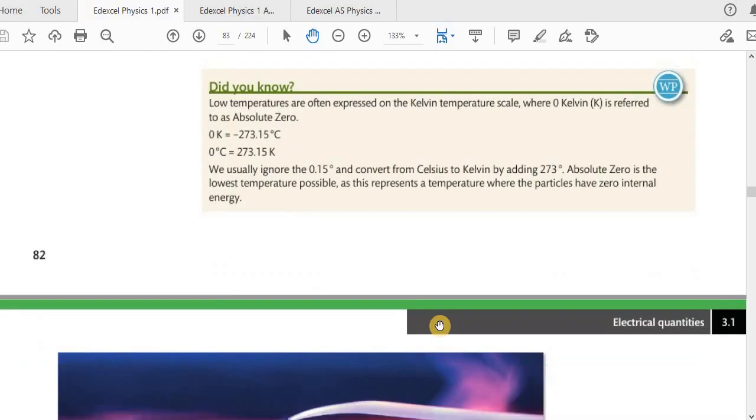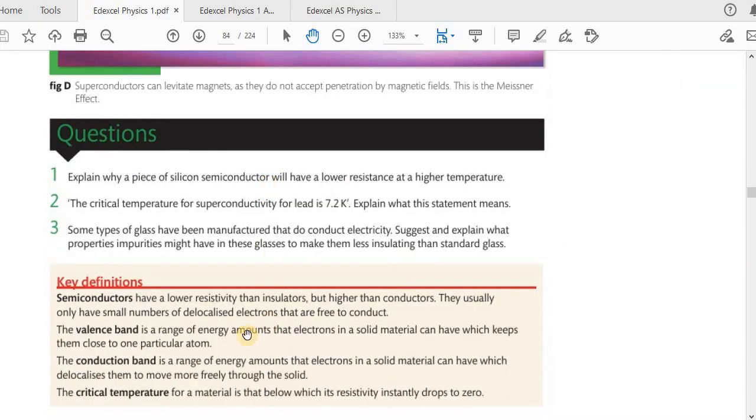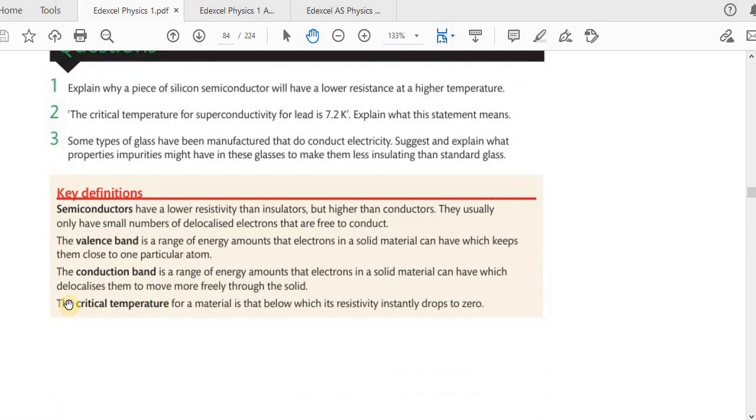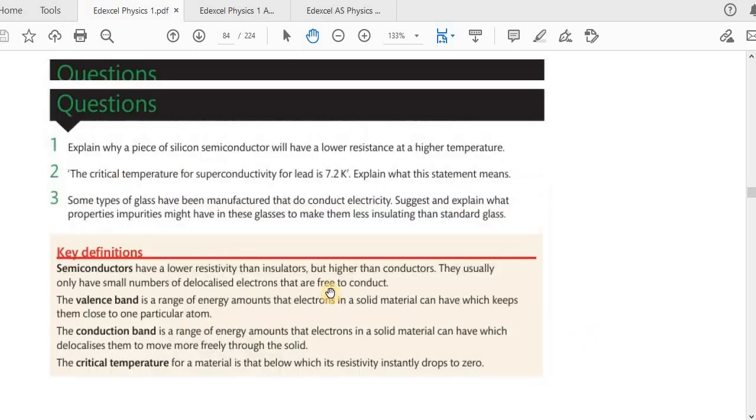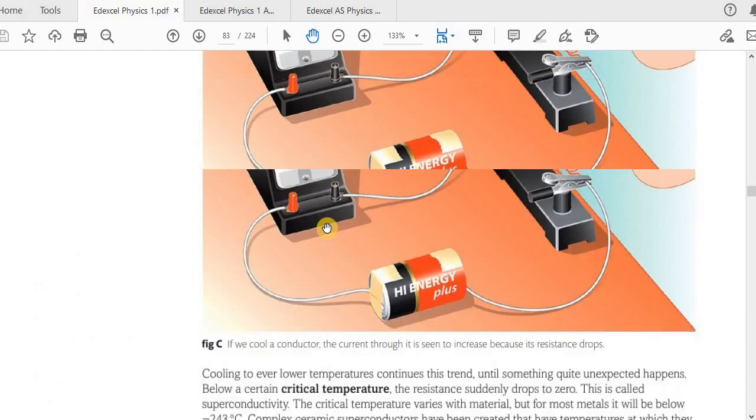Okay. And finally you have the questions, and these definitions are very important. You can see here, critical temperature for a metal is that below which its resistivity instantly drops to 0. Remember, R equals rho L over A. We learned that equation for resistivity. So when resistivity is 0, the resistance is 0. Now this happens at the critical temperature. That is, when you cool a metal below its critical temperature, it becomes a superconductor because the resistivity drops to 0. We will see the details over here.